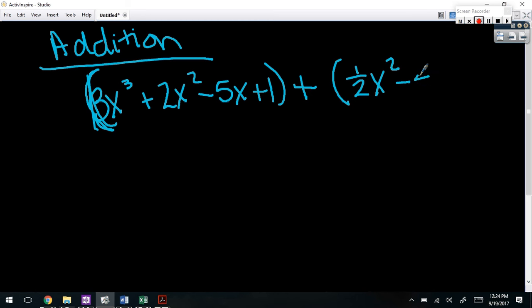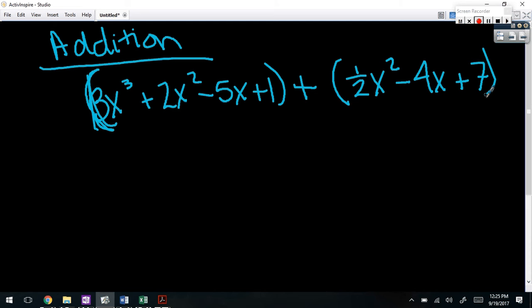Minus 4x plus 7. Is that one a polynomial? Yeah. Yes, that one's a polynomial too. So we all agree that those are both polynomials, right? Yeah. Do you also agree that it doesn't matter the order that I added? Yeah. I can add any order.